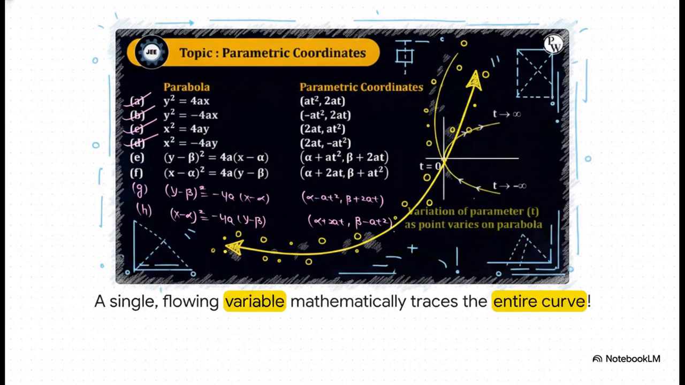To truly grasp what this means, let's visualize it. Imagine t is time. As t starts way back at negative infinity, we are way down on the bottom branch of the curve. As time sweeps up towards zero, our point slides along the parabola until it hits the vertex exactly when t is zero. Then, as t grows towards positive infinity, the point traces its way right up the top branch. Just like that, a single flowing variable mathematically draws the entire shape for us.